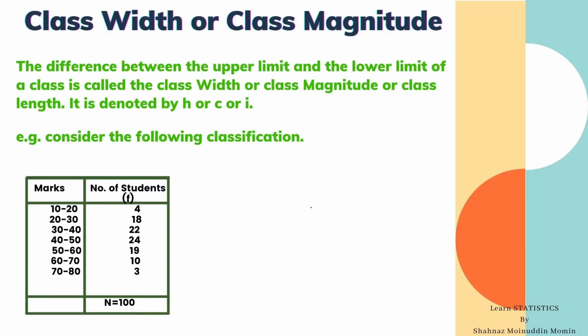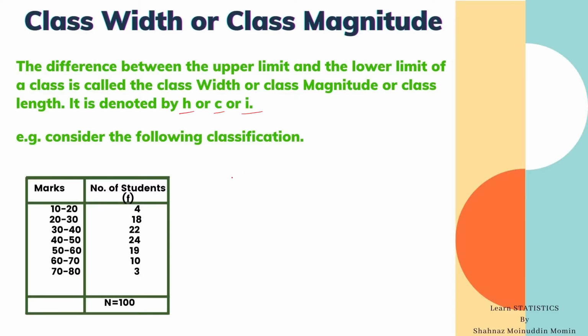Now let us see the next concept, class width or class magnitude. The difference between upper limit and the lower limit of a class is called class width or class magnitude. It is also known as class length. The class width is denoted by different letters. It may be denoted by H or C or I. To understand the class width, consider the classification of students according to the marks as given in the following table.